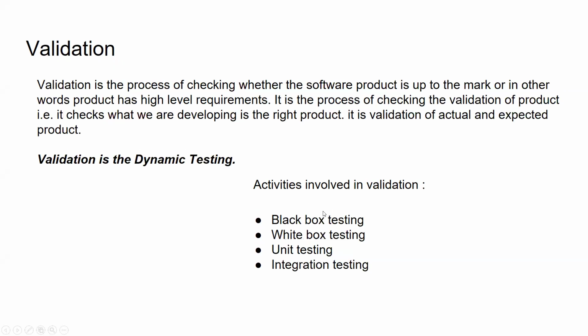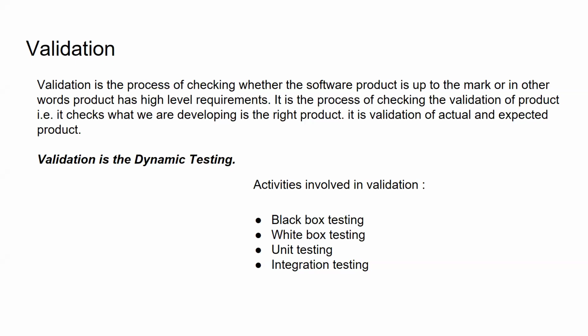Then we come to the validation. Validation means it's a process of checking whether the software product is up to the mark, or in other words, the product meets the high level requirements. It's a process of checking the validation of the product. That means it checks that what we are developing is the right product. Have we built the correct product here?